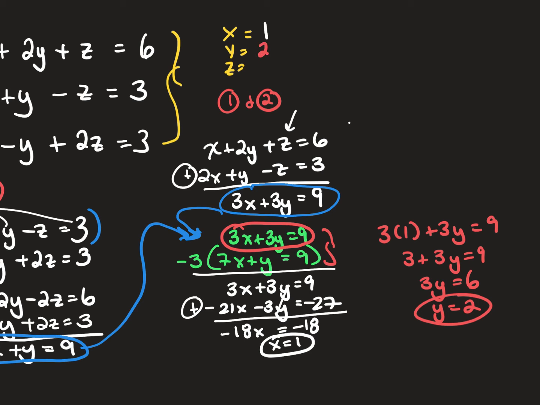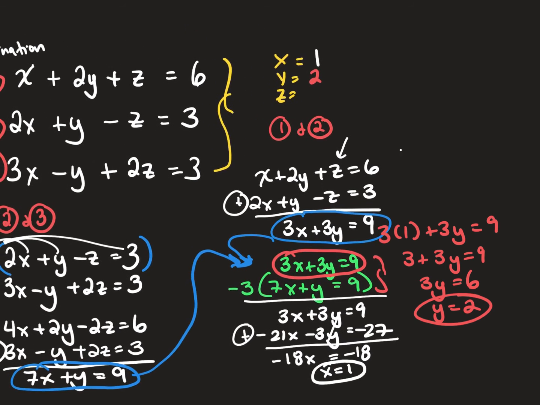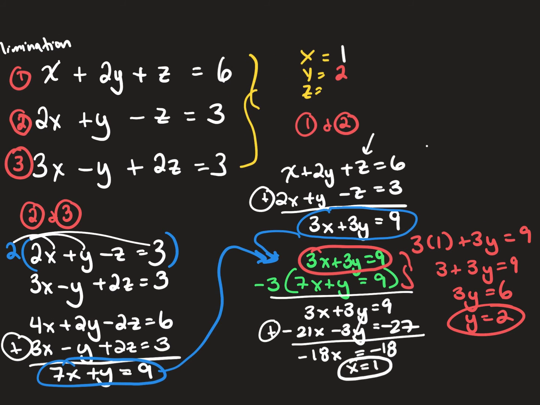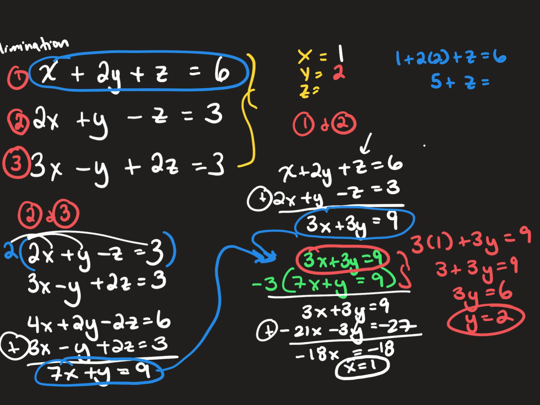So now I know x equals 1 and y equals 2. Now I have to find z, and then I'll be all done with the problem. I don't really have anything over here for z, but I can go back to one of my original equations. Let's say I go back to this one. Now I can plug in x and y and get z. So 1 plus 2 times 2 plus z equals 6. So that's 5 plus z equals 6, so z is, of course, 1.